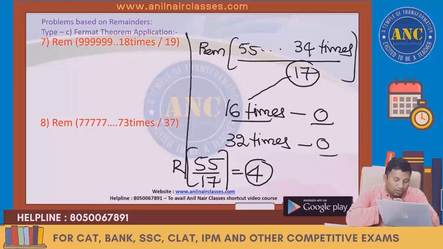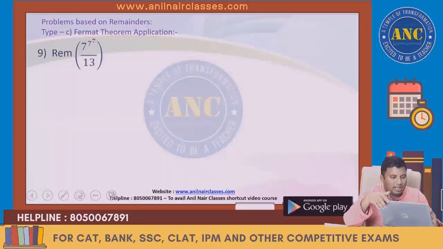Rizwan, you are right. When you divide a number by 17, you will not get 55. So divide further. 17 3s are 51. Remainder is 4.